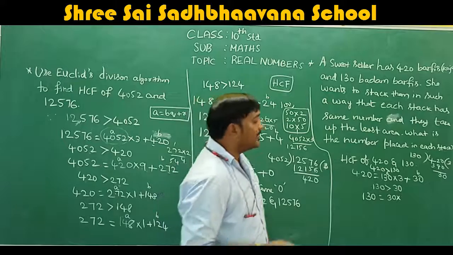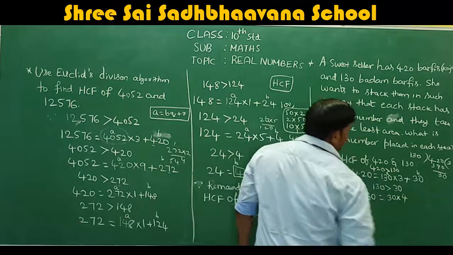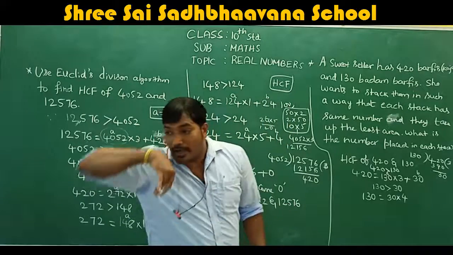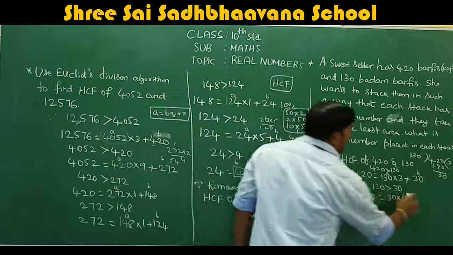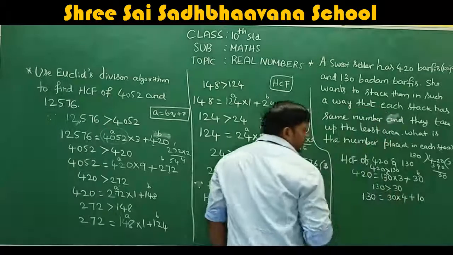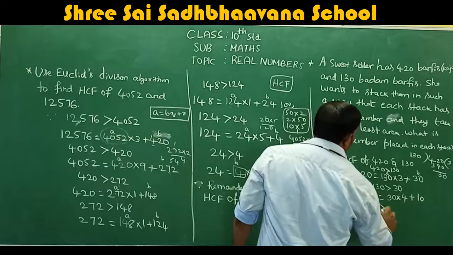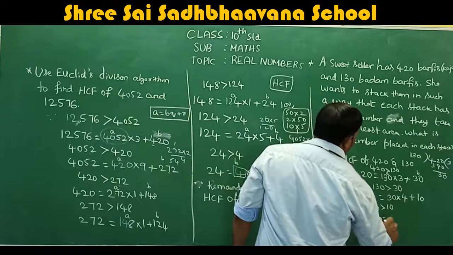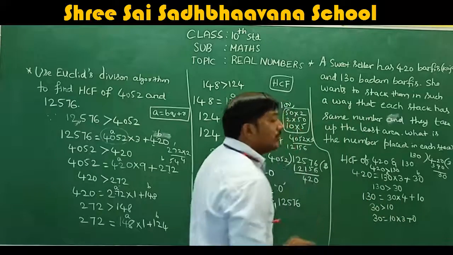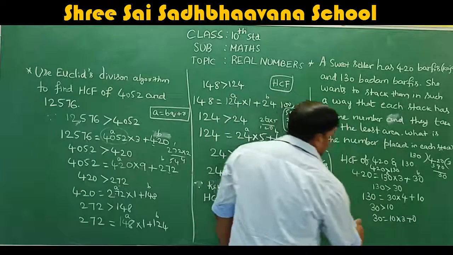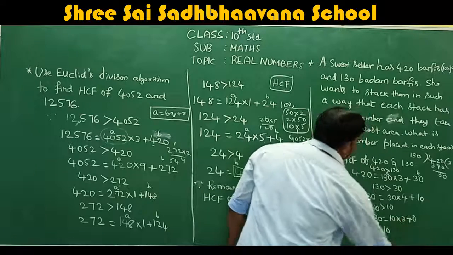33 is a 90, 34 is a 120. Correct? Isn't it? 30 into 4 also you can take. So if you take 34 is a 120, how much is the remainder? 10. Got it? Next you take 30 and 10. Because 30 is greater than 10, 30 can be written as 10 into 3 plus 0. So we got HCF as 10 because we got 0 as the remainder.